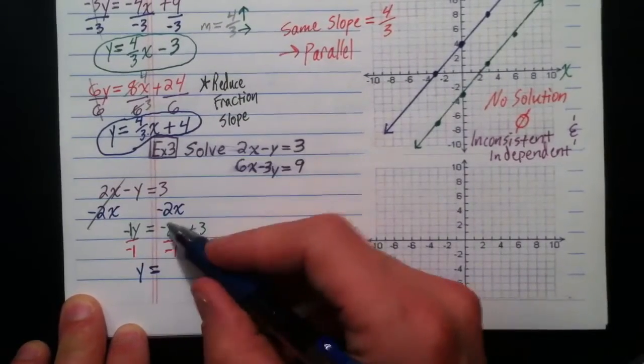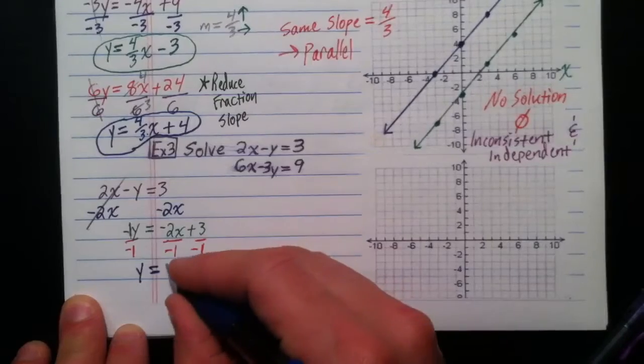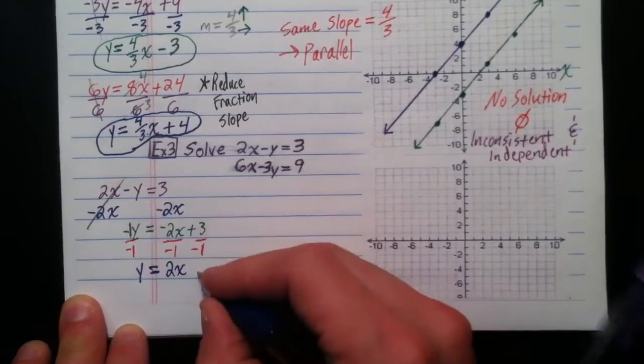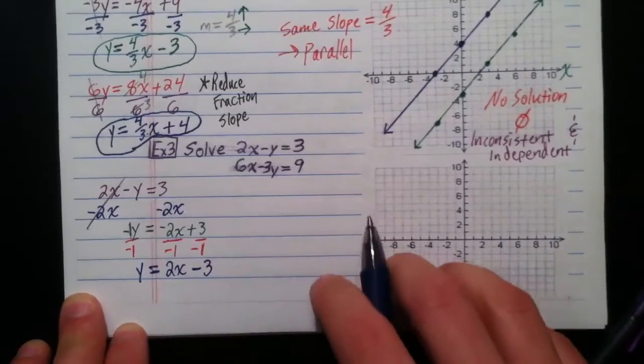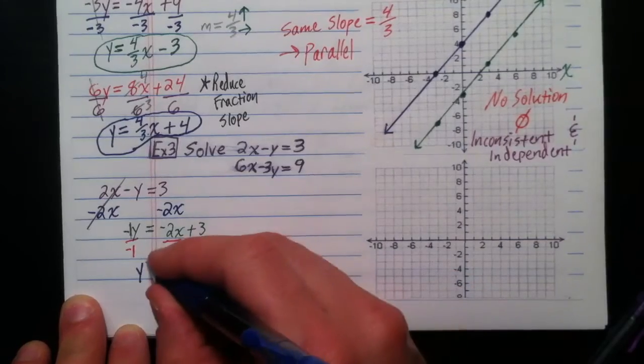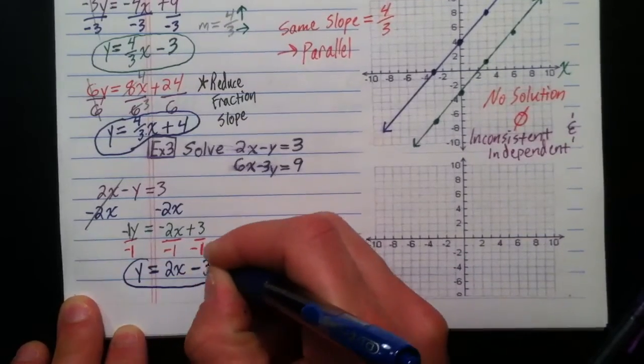Makes it a positive y. Makes this negative 2x become a positive 2x. It makes a positive 3 become a minus 3. Okay. So equation 1.